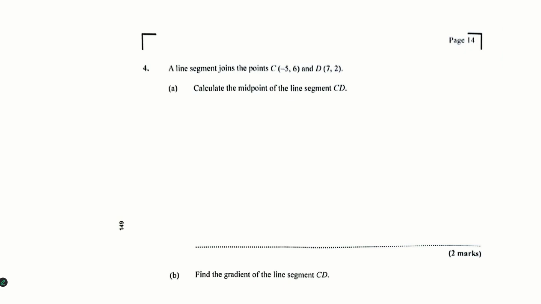So today we will be doing January 2025, number 4. A line segment joins point C and point D. C is minus 5, 4, D is 7, 2. Calculate the midpoint. Now we have to know that the midpoint is equal to x2 plus x1 over 2 and y2 plus y1 over 2.